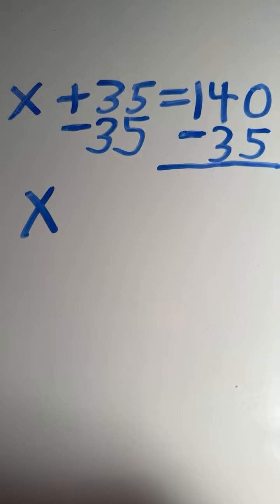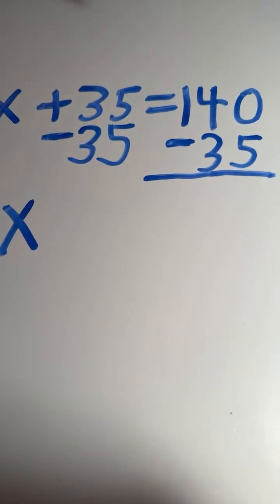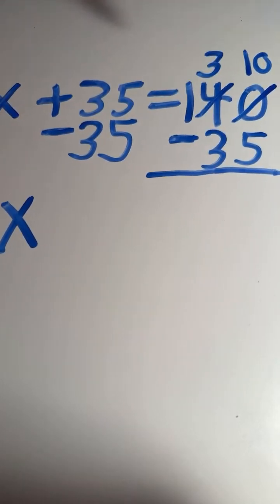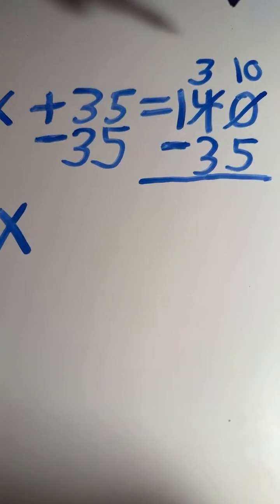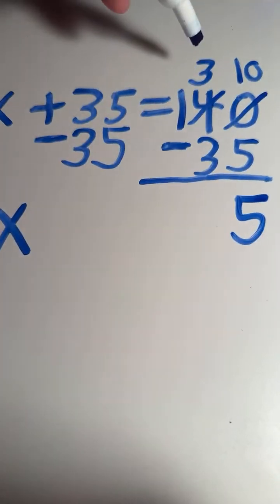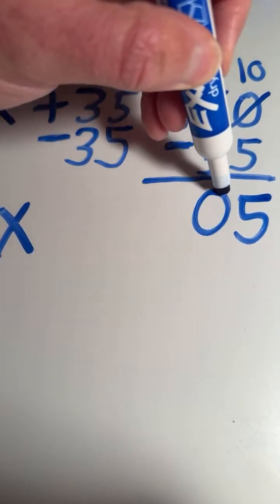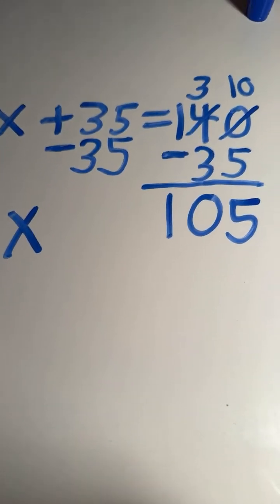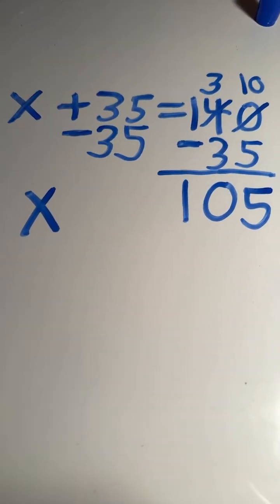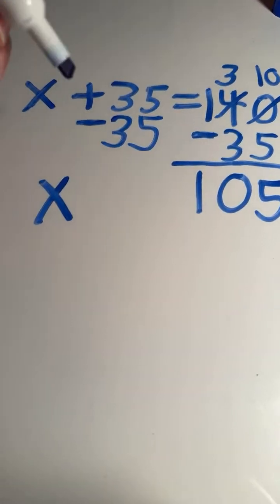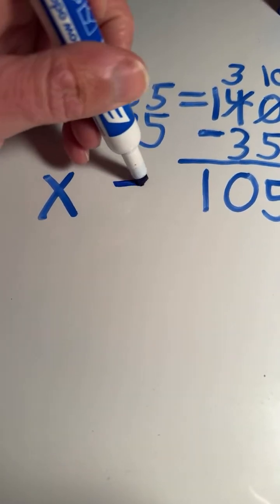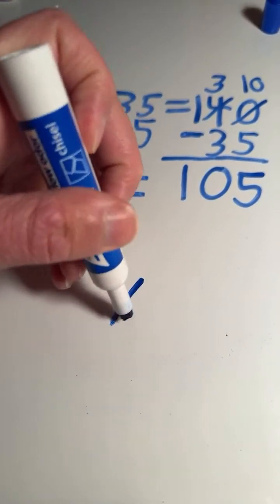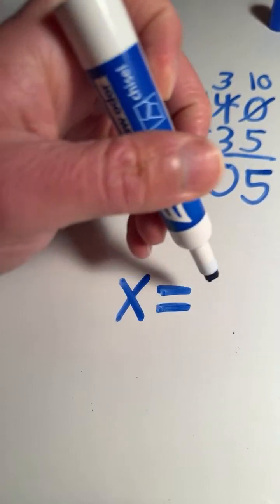So 140 minus 35. So we have to regroup here. The 0 becomes a 10. The 4 becomes a 3. Now we're ready to subtract. 10 minus 5 equals 5. 3 minus 3 equals 0. 1 minus 0 equals 1. So x equals 105. And I always like to recopy the answer and circle it so it stands out more.